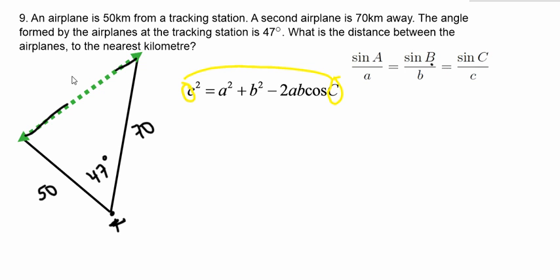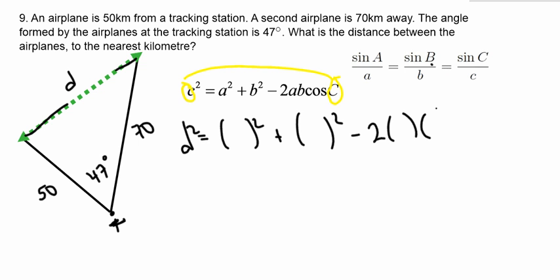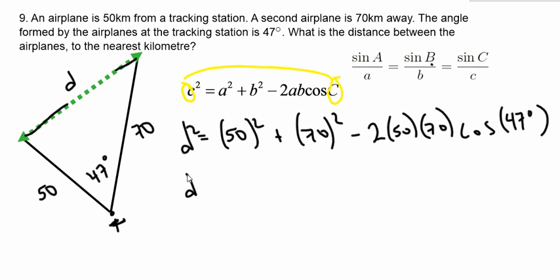So I'm going to solve for d. So d squared is equal to a squared, that's going to be one of the sides, plus b squared minus 2ab cosine of the angle. And so one of the sides is 50, the other side is 70, so 50 and 70. And the angle opposite the side I want is 47 degrees. So now I just have to be careful to calculate this according to the rules of order of operations.